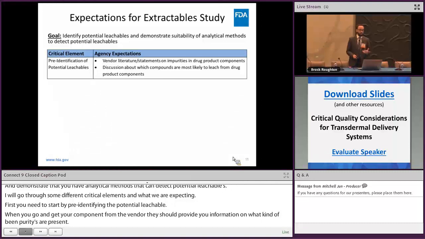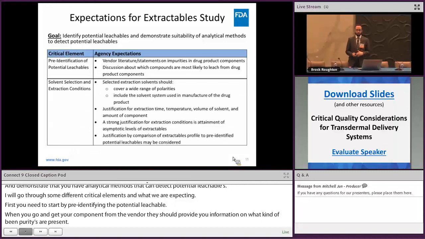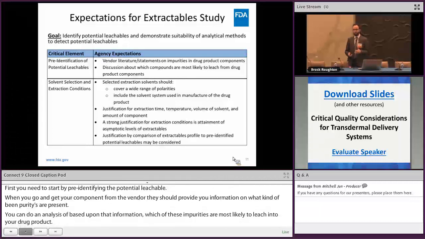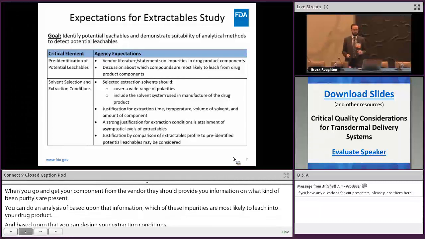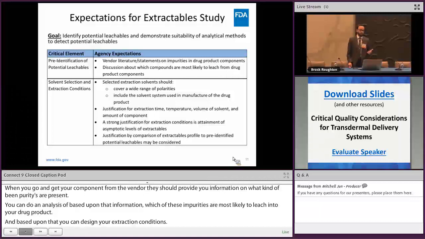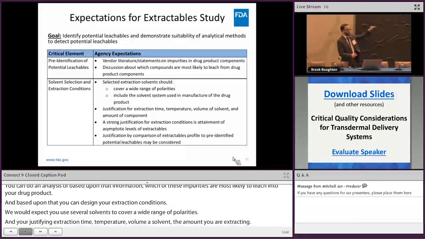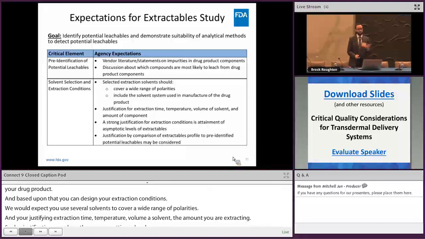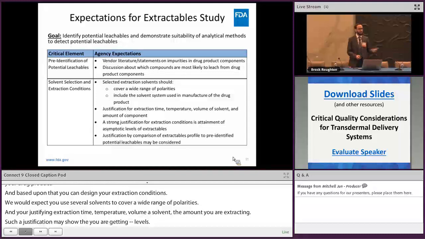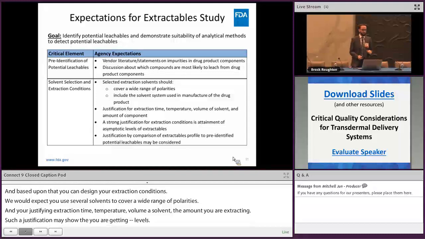Based upon that, you can design your extraction conditions, and we would expect you to use several solvents to cover a wide range of polarities, and that you're justifying extraction time, temperature, volume of solvent, and the amount of the component that you're extracting. Such a justification might show that you're getting asymptotic levels as you measure over time, so you're getting all the extractables out. And then you're also comparing back to your pre-identification work and saying, yes, we're getting out what we expected to see.